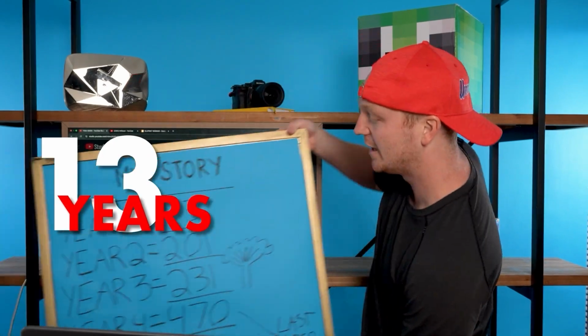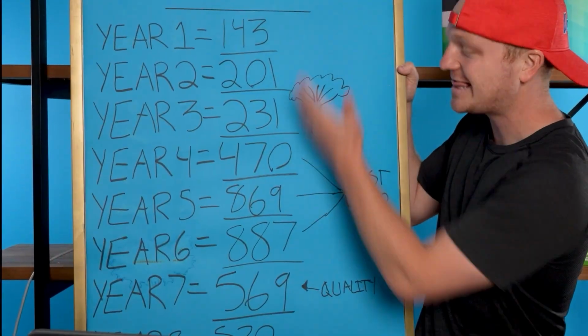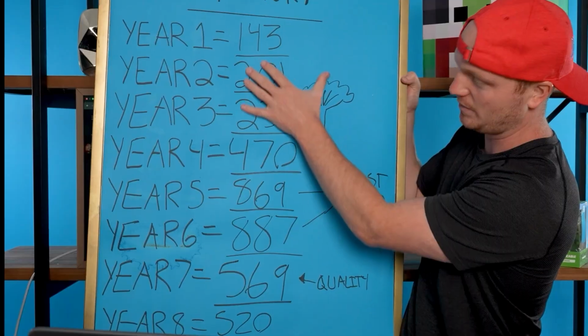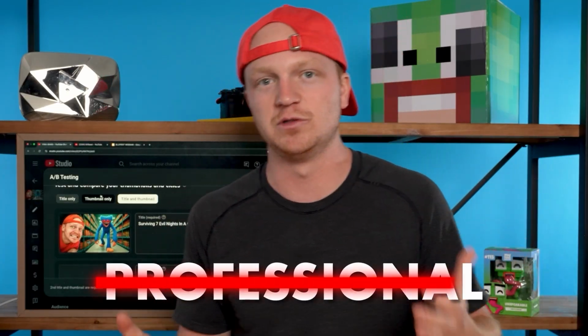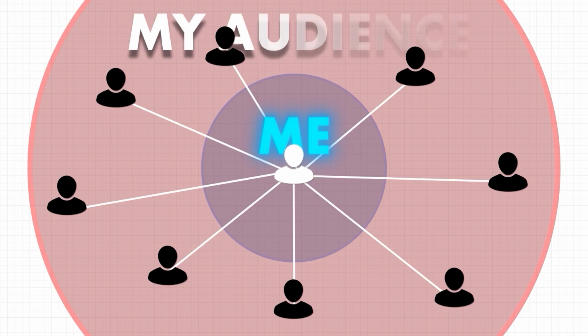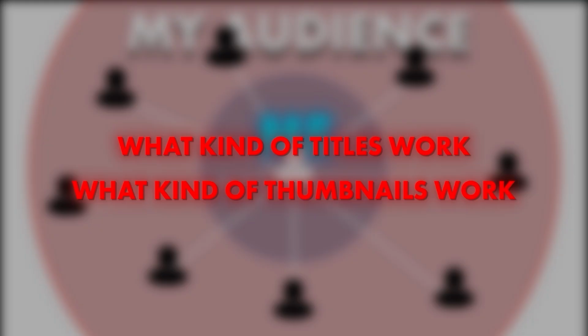And what I mean by that is that, look, I've been doing YouTube for like 13 years. I've posted literally thousands and thousands of videos. This is my YouTube history, year by year, breaking down how many videos I posted. I don't want to say I'm a professional YouTuber, though some people might consider me that, but I really, really know my audience, is what I'm trying to say. I have a really good gut feeling of what kind of titles work and what kind of thumbnails work, because I've produced over 5,000 videos for my audience.